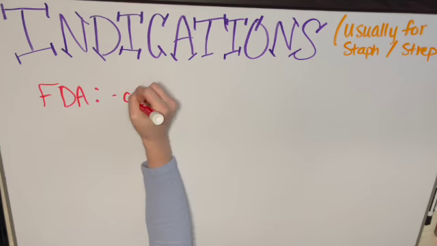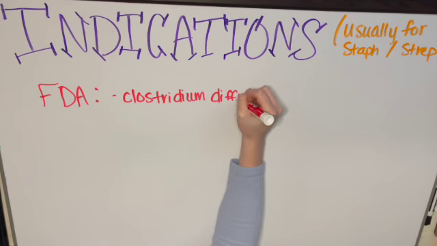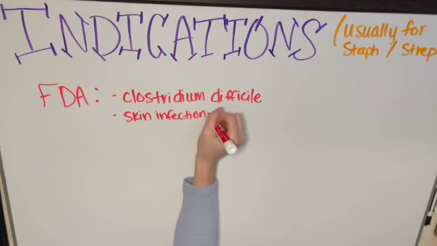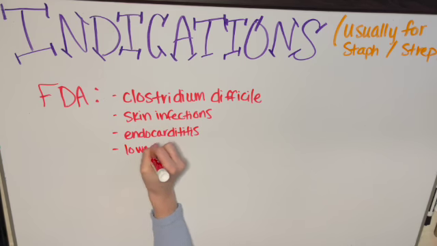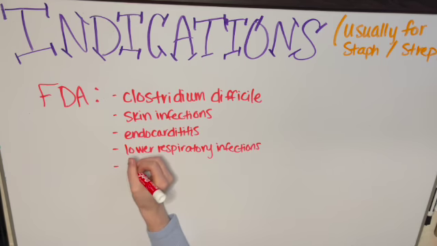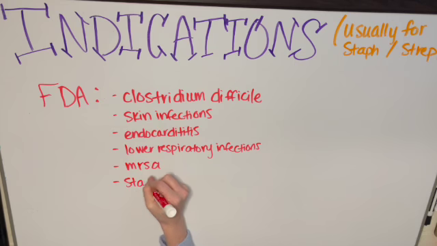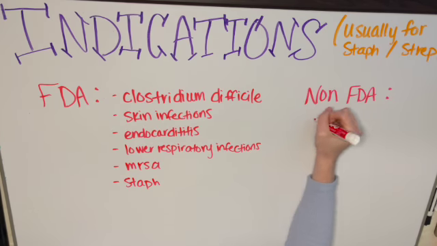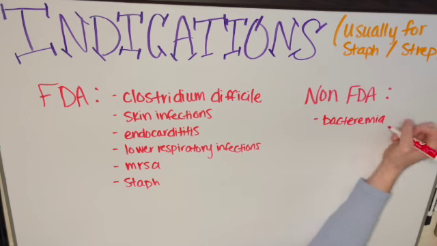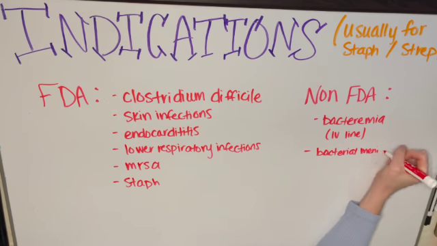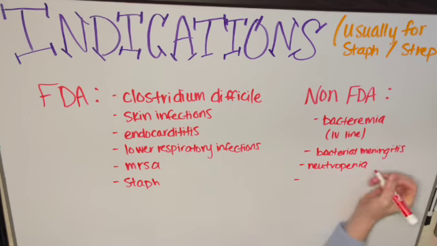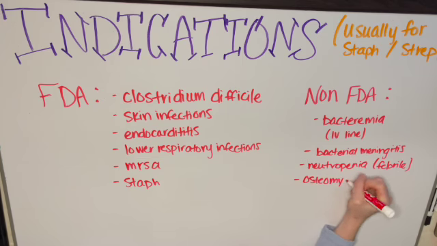Vancomycin is used mostly against staph and strep infections. There are some indications that are supported by the FDA and some that are not. Some examples of FDA-supported indications are endocarditis, C. diff, and skin infections. Some examples of non-FDA-supported indications include bacteremia of the IV line, febrile neutropenia, and bacterial meningitis, to name a few.